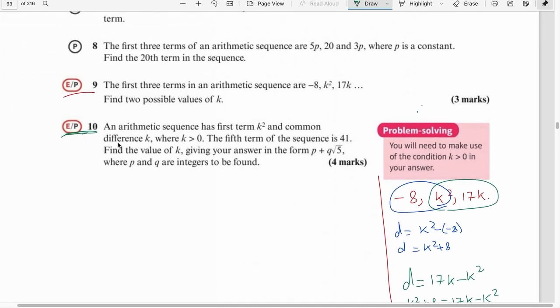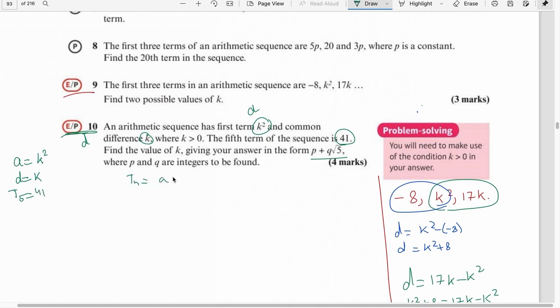Question number 10. An arithmetic sequence has first term k squared and the common difference is k. This is a and this is d. Where k is greater than 0, positive, the fifth term of the sequence is 41. Find the value of k, giving your answer in this form. Okay, so let's extract the information. First term k squared, common difference is k, and t5 is 41.